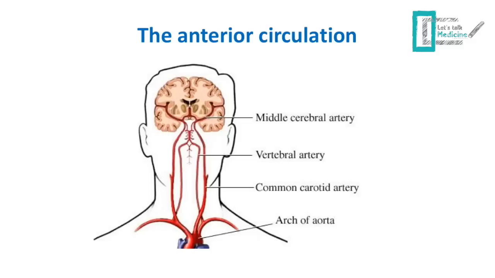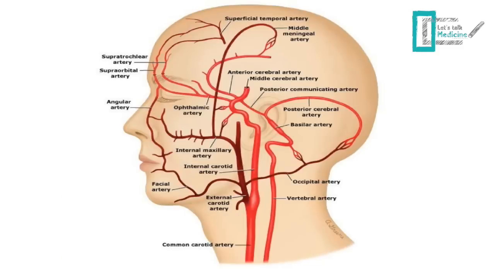The anterior circulation all starts when the common carotid artery gives its two branches, the internal carotid and the external carotid, at the carotid sinus. Now, the internal carotid artery will enter the cranial cavity through the carotid canal in the temporal bone. And from there, the internal carotid artery will supply the whole anterior circulation. So this is the common carotid artery, this is the carotid sinus, here's the external carotid artery, and this is the internal carotid artery.